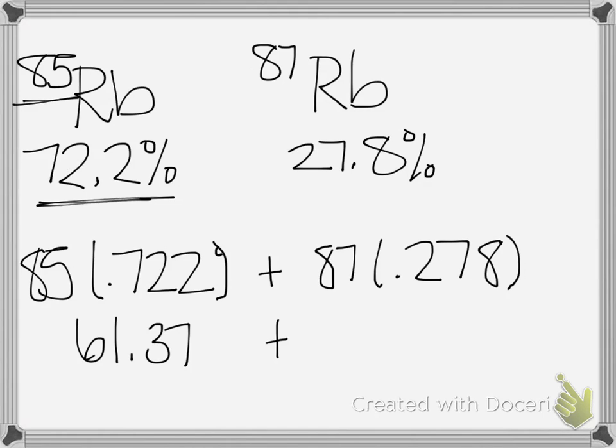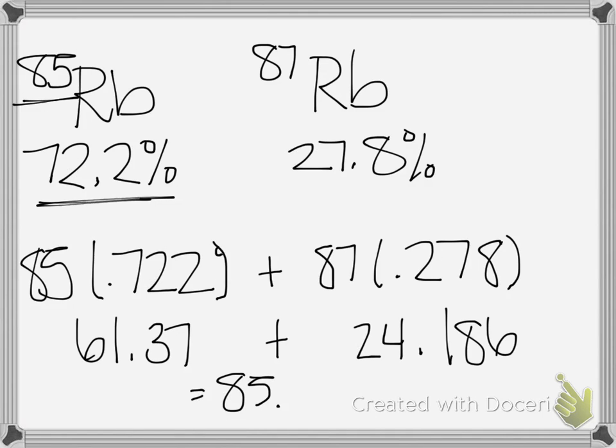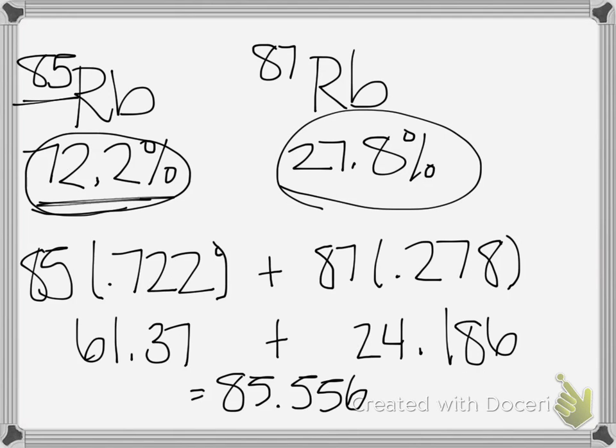87 times 0.278 gives me 24.186. Then we add these together and we get 85.556. Now, what I want you to do is take a look at your answer and make sure that it makes sense. So, if 72% of my rubidium has a mass of 85 and 27.8% has a mass of 87, it can only be between these two numbers.